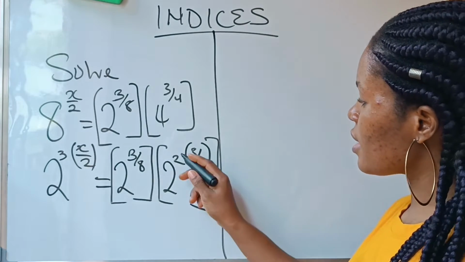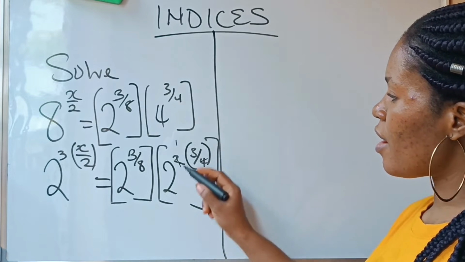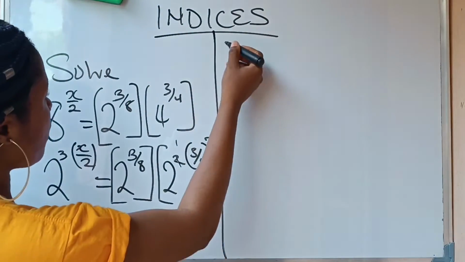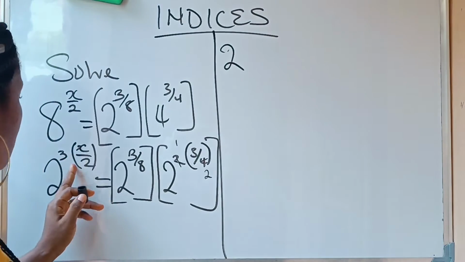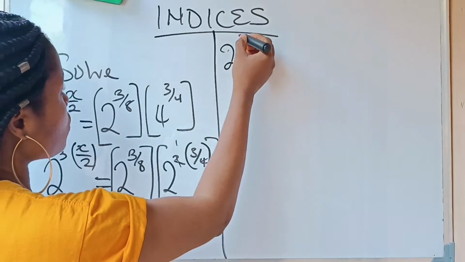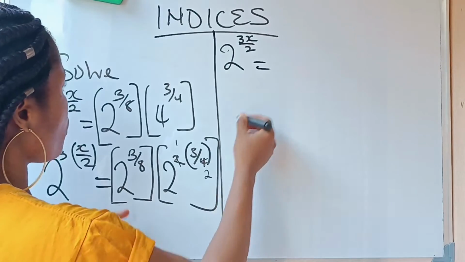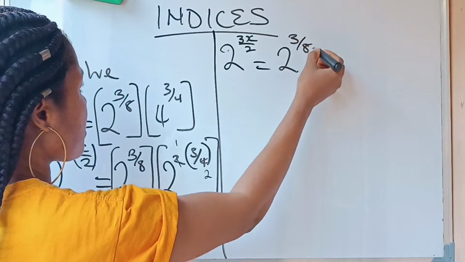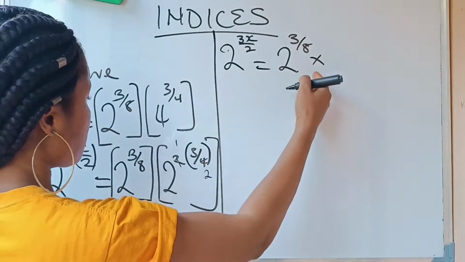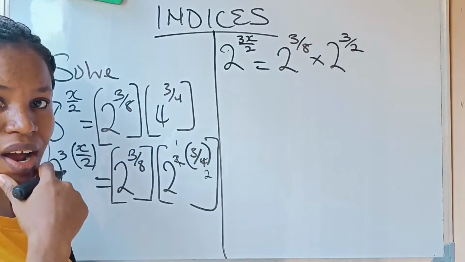Now if you look at this, notice that 2 can divide itself. 4 divided by 2 gives you 2. So this side now you are left with 3 over 2. Okay, now let us continue. So what do we have here now? 2 raised to the power of, for this you can multiply, and if you do that, it's going to be 3 times x, which is 3x all over 2, is equal to 2 raised to the power of 3 over 8 times, this bracket means multiplication, 2 raised to the power of 3 over 2. That is what is remaining here right now.